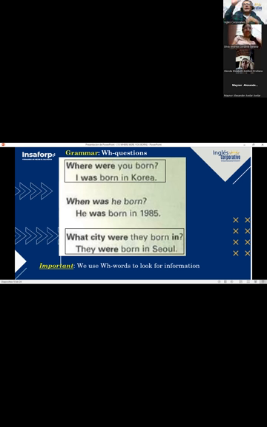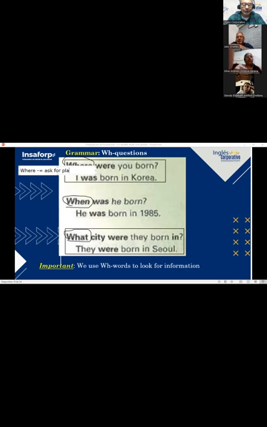Some books will say WH words. And what are WH words? Do you remember what they are? For example, we have what, where, when. What does where ask for? This is equal to dónde. So we use where to ask for places.